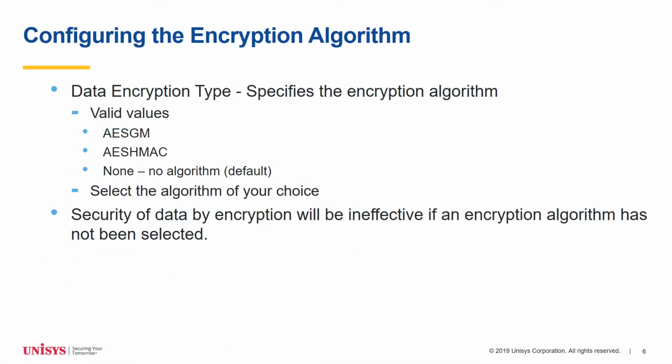DMSII needs to know which algorithm should be used to encrypt the data. Use the Data Encryption type segment configuration property to specify which algorithm will be used with your database. You can choose from AESGM or AESH-MAC. You must select an algorithm to activate encryption in your database.